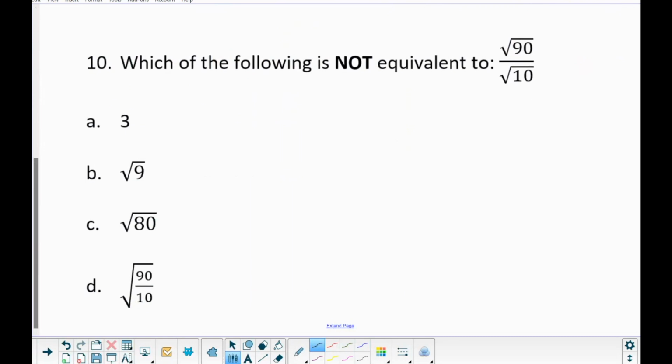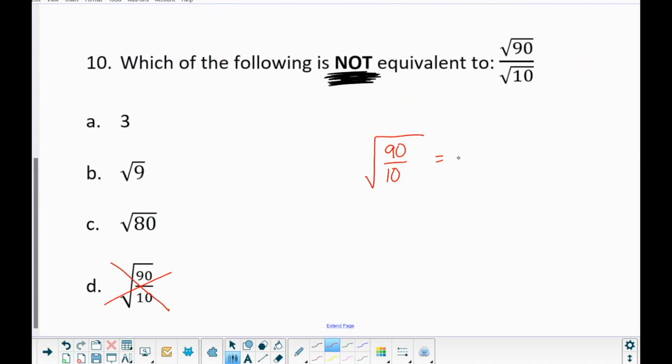So it's looking for which of the following is not equivalent. Keyword not. So we've got the square root of 90 divided by the square root of 10. So we can start by putting this in one big square root since they're both in the same root value. So that means I can do the square root of 90 over 10. Oh, looks like that's an answer. So that means it works. It's equivalent. That means it is not what I'm looking for.